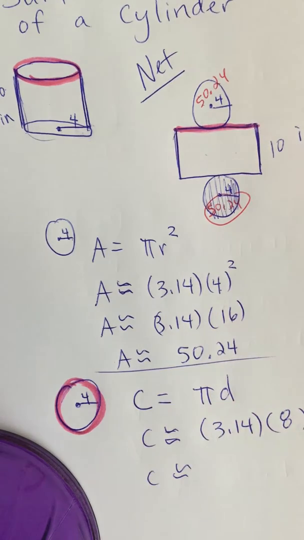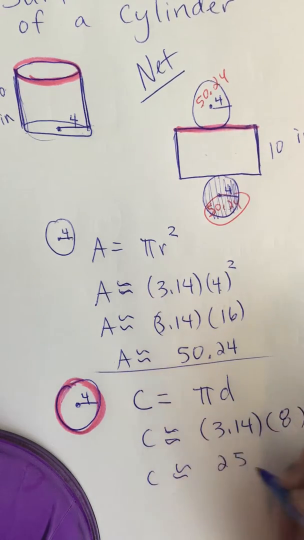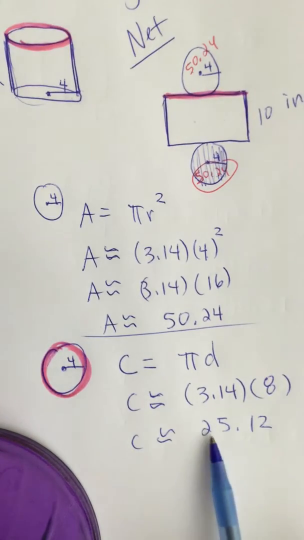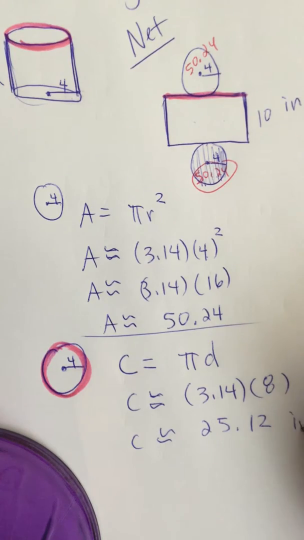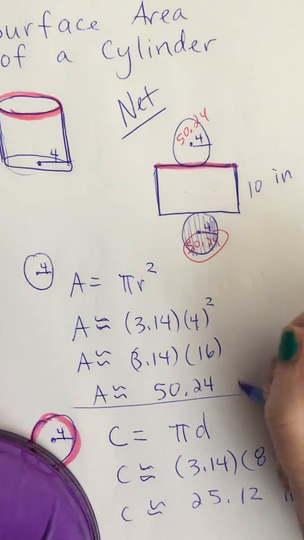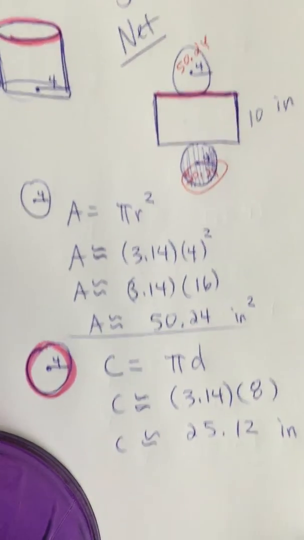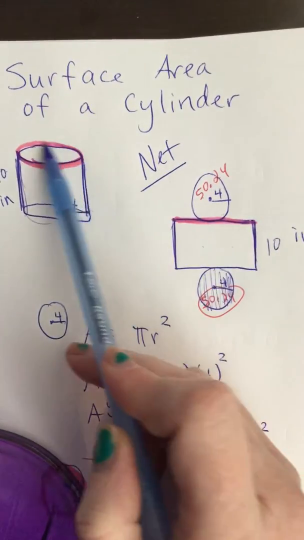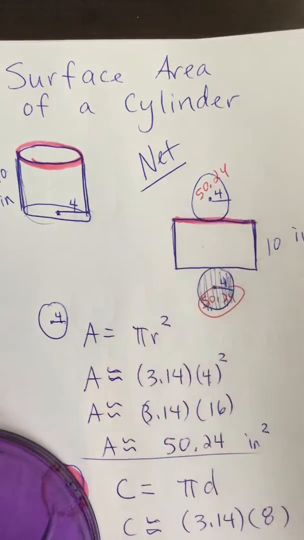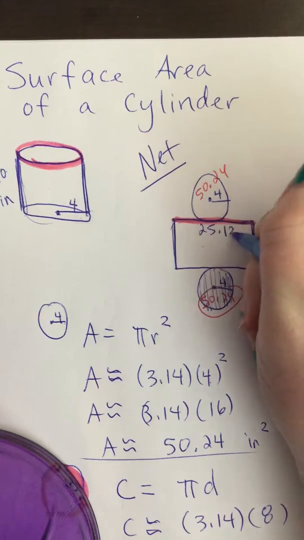All right, so now let me get my calculator. We're going to do 3.14 times 8, and we get 25.12. That's going to make it yucky, but that's okay. So 25.12, and that would just be inch. It's just a distance around something, so we just need inch. When we did area earlier, that was inch squared. I should have written that down. So the circumference going around that is 25.12, which makes this 25.12. Not a very nice length, but it's going to work.